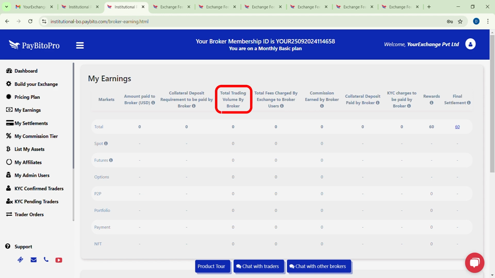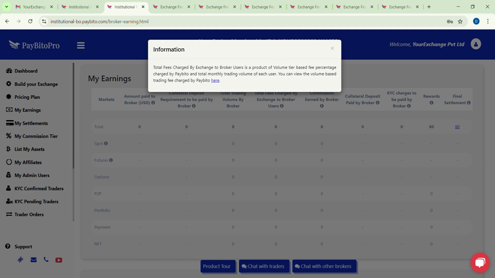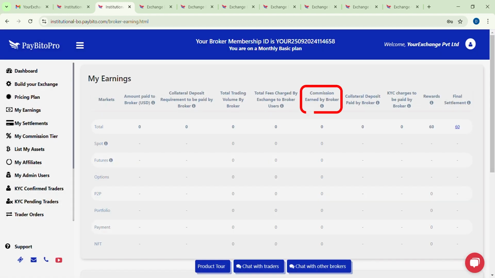This is the total trading volume by broker. This is the total fees charged by exchange to broker users. This is the commission earned by broker.